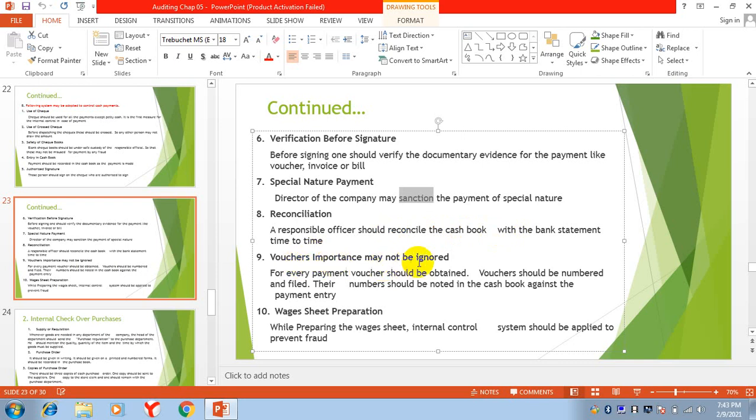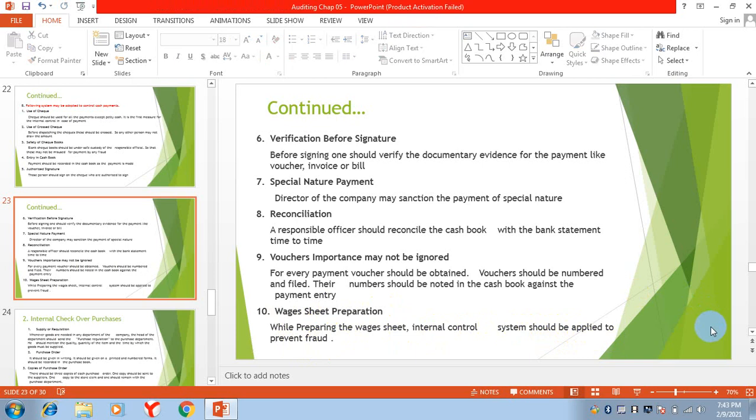The importance of vouchers may not be ignored. For every payment, a voucher should be obtained. You must obtain the voucher. Then wages sheet preparation. While preparing the wages sheet, internal control should be applied to prevent fraud. So we will apply internal control so fraud can be prevented.